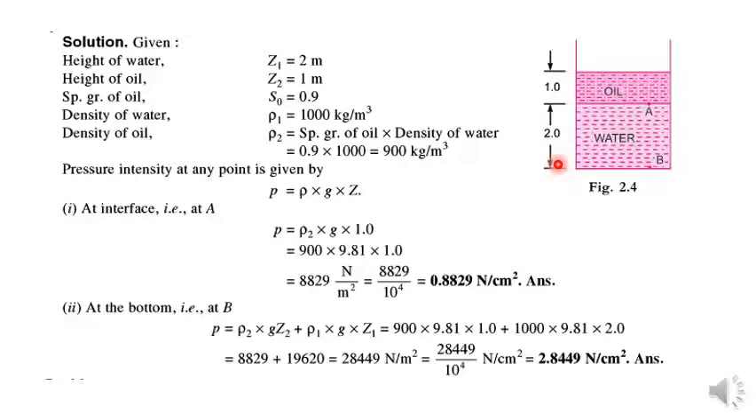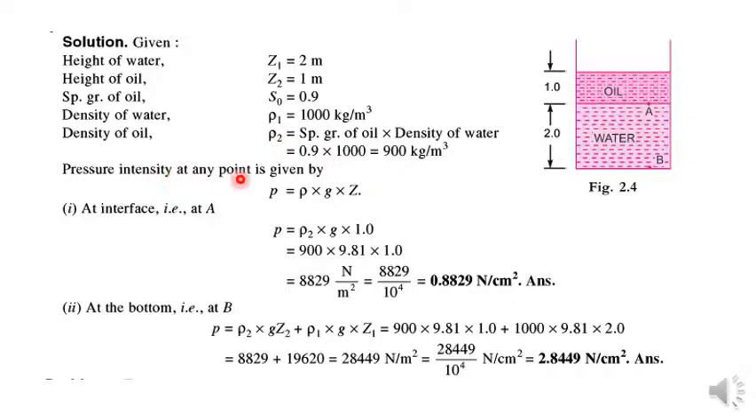So if we enlist the given data, it comprises the height of the water, that is Z1 equal to 2 meters, and the height of the oil as Z2, that is 1 meter. Specific gravity of the oil is 0.9, density of the water is 1000, and once the density of the water is given, then the density of any other liquid can be determined by multiplying it with the specific gravity. So here specific gravity is given, so the density of the second fluid, the oil, can also be determined. It will be 900 kg per meter cube.